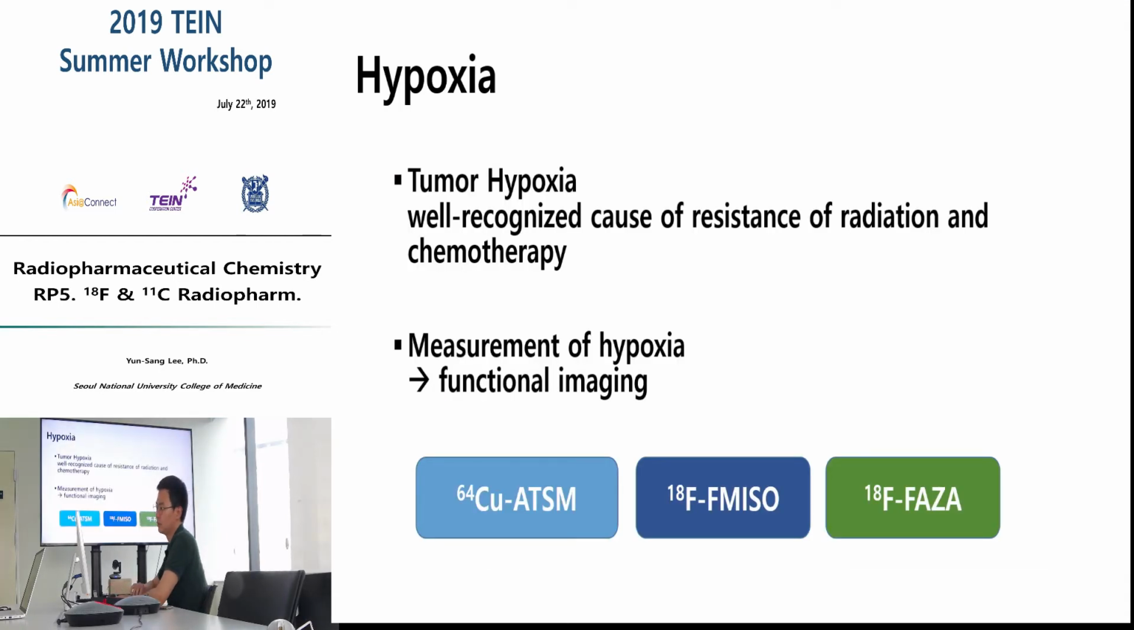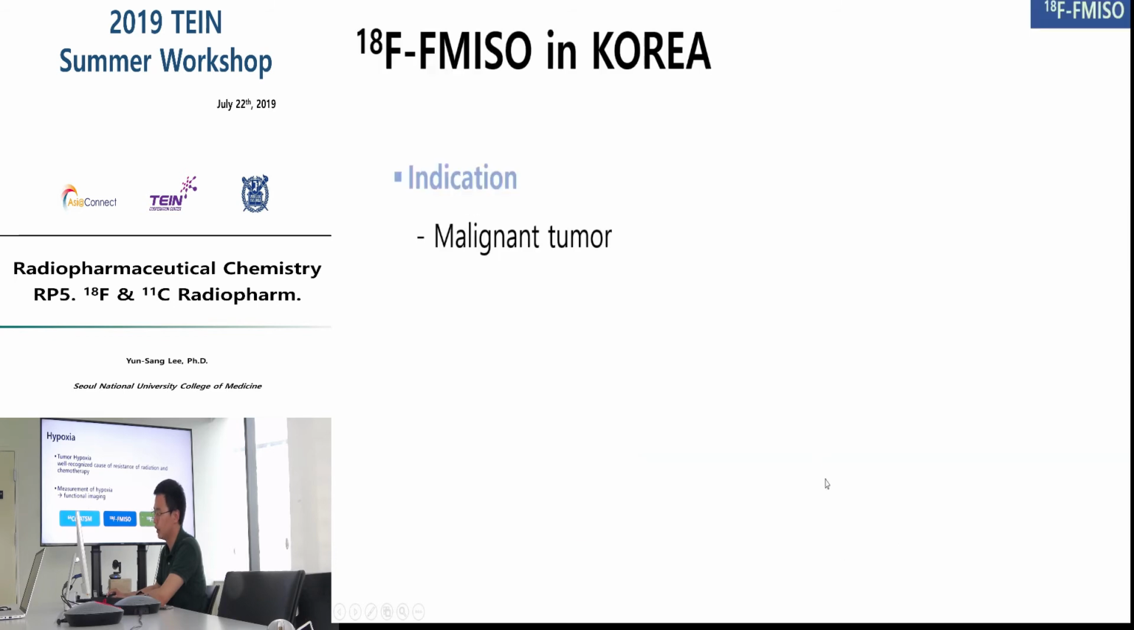Next is about hypoxia. Tumor hypoxia is a well-recognized cause of resistance to radiation and chemotherapy. So imaging such hypoxia is quite important to show or predict the response of the therapy. There are some imaging agents right now, and in Korea, F-MISO is clinically approved and indicated for malignant tumors.